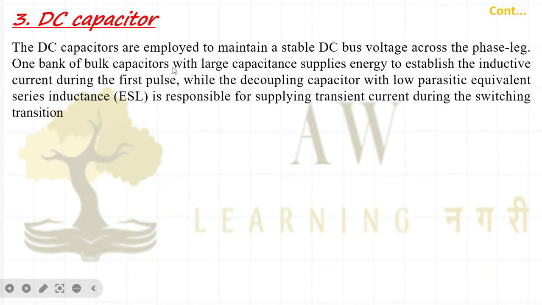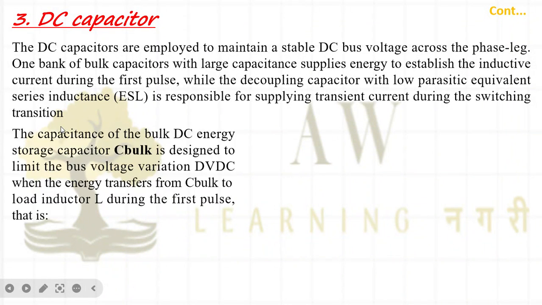One bank of bulk capacitor with large capacitance supplies energy to establish the inductor current during the first pulse. Okay, this we have seen. While the other one, the decoupling capacitor with low parasitic equivalent series inductance, is responsible for supplying the transient current during the switching transition. So the purpose of this decoupling capacitor is supplying the transient current during the switching transition.